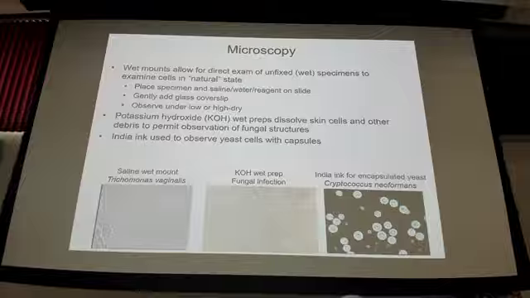So because it's an unstainable capsule, you have to counterstain it with something super dark like India ink, which is like this jet black stain. And then it makes the Cryptococcus cells pop out. So it's really easy to see that.